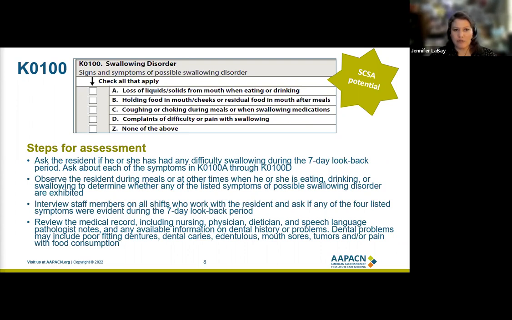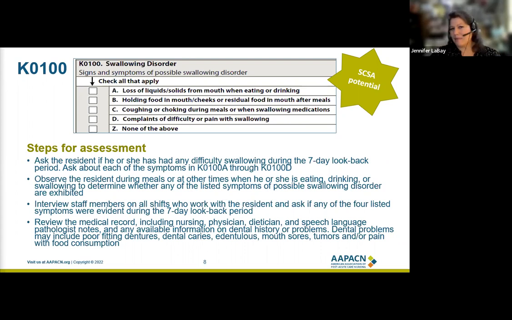We are observing the resident during the meals and any other times when the resident is eating, drinking, or swallowing to determine if any of those listed items of possible swallowing disorders are exhibited. You want to interview staff that work on all shifts. It doesn't just have to be the CNA that was working with the resident on the day that you are doing your MDS and trying to find out.